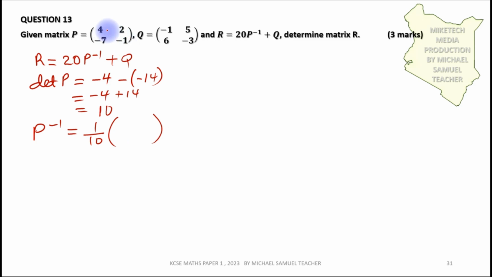Therefore, P inverse will be 1 over the determinant, which is 10, and then we interchange the elements in the main diagonal. So 4 becomes minus 1, and minus 1 becomes 4. Then we interchange the signs of the other diagonal, such that minus 7 will be 7 and 2 will be minus 2.